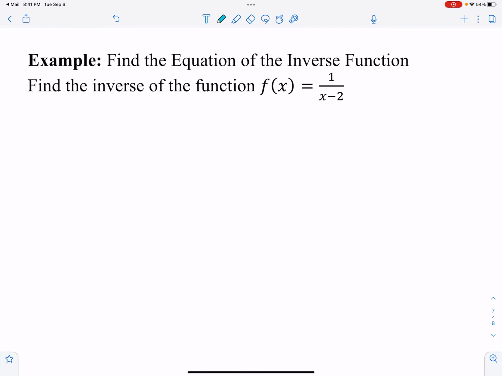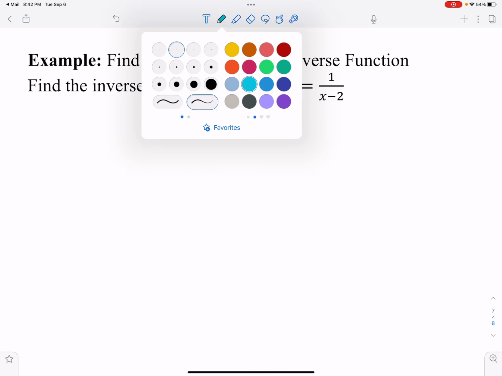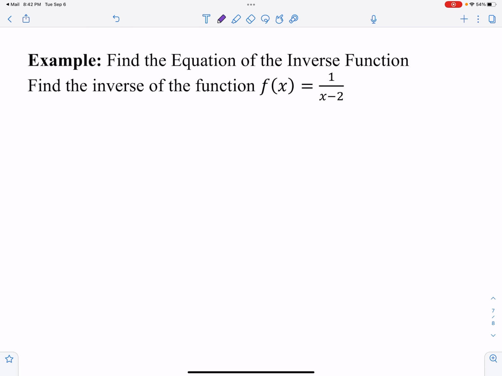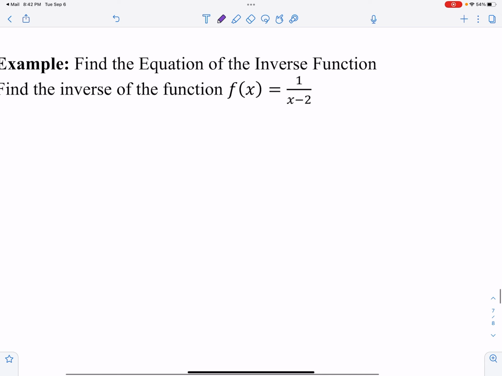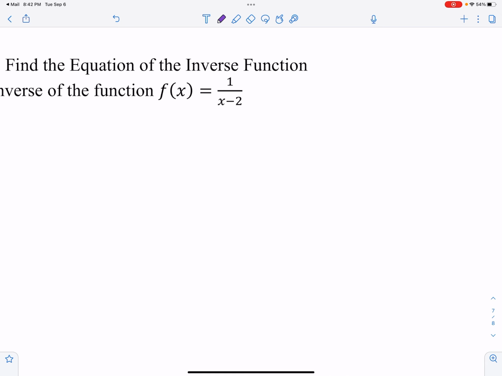Okay, so let's do this rational function, 1 over x minus 2. Parent function is 1 over x. So the 1 over x shifted right 2. That would pass the horizontal line test and therefore is 1 to 1. Okay, domain would be all real numbers except for 2.